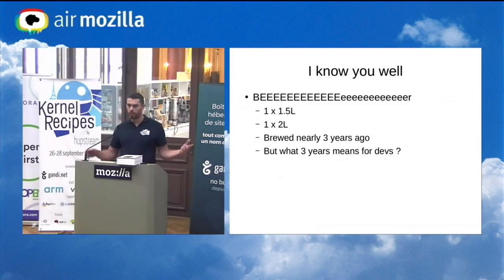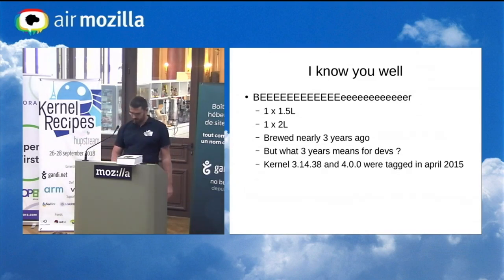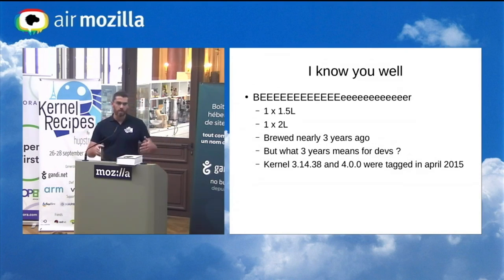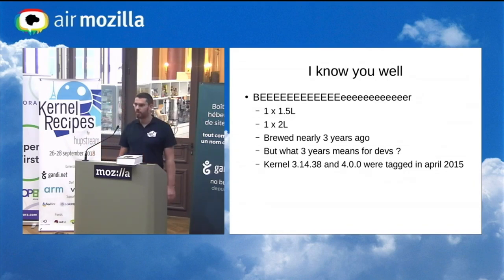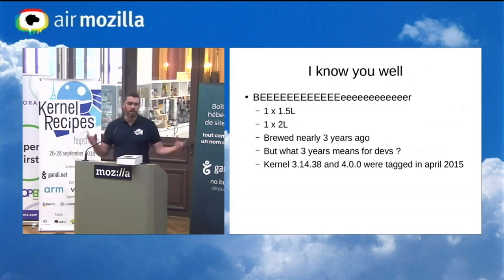I know you are software developers, so you have a different scale in mind. So what was the kernel release three years ago? Does anyone have a guess? 4.5? 3.14? It was 4.0, in April 2015. So I will write these numbers on the bottles, and I will also ask all the speakers to sign these bottles with this numbering. This way, the winner will keep in mind that this bottle was brewed at 4.0 time.